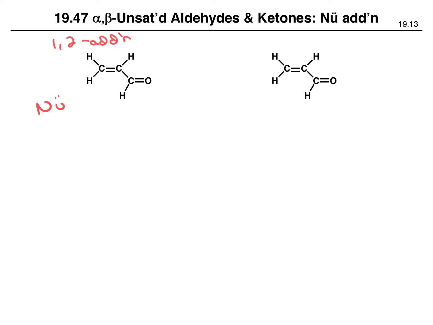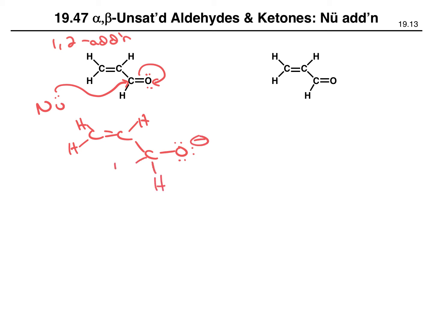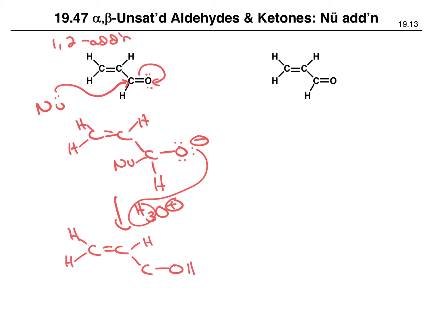So if we have a nucleophile and it shares its electrons with this carbon, that will push these electrons onto the oxygen. So that will give us this intermediate, and then the O- can grab a proton from H3O+ or from the solvent, and you end up with an alcohol. So this is the 1,2 addition product.